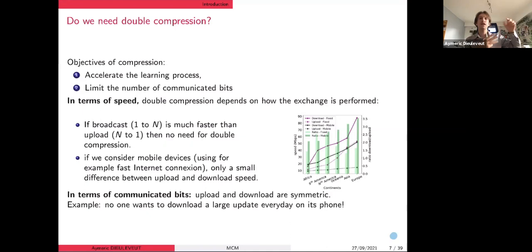Indeed, when we look at the uplink direction, we have n different workers sending a message to one server, this is n to one, while on the other hand, when I look at the downlink, it's one server sending a message to n different workers. And so depending on the framework, there could be a big difference between this n-to-one and one-to-n communication. So there are some settings in which it's not too important to look at downlink communication.